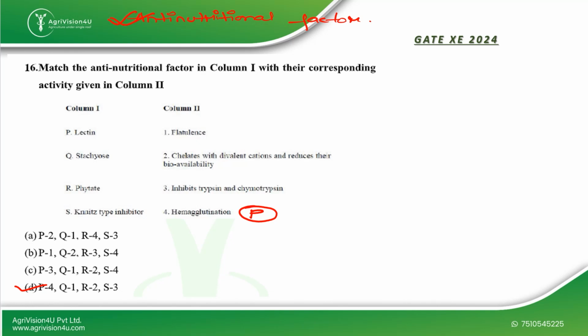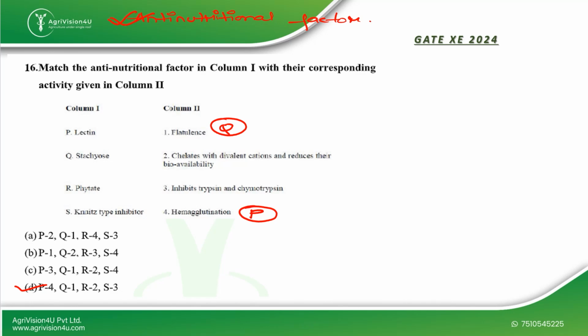So next option we'll see, that is stachyose. So stachyose is for flatulence. Basically stachyose is a type of oligosaccharide that can cause flatulence because it is not well digested in the human digestive system, and it can lead to gas production by the intestinal bacteria. So it will match stachyose with flatulence.